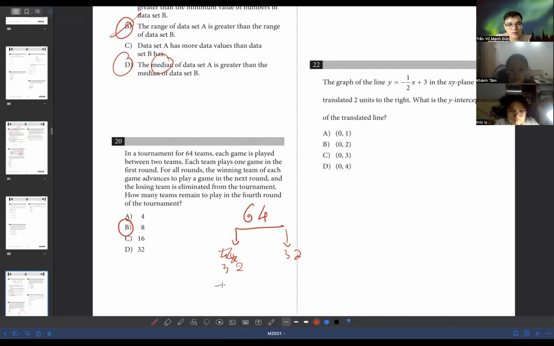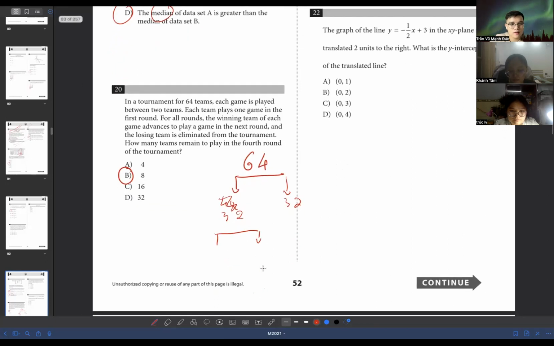Let's see. 32 divided by 2 again. So 16. 16 versus 16. Oh, this will be eliminated. And 16 divided by 2 again is 8 versus 8. After this, you have 4 versus 4. I just do it this way because I find it easier.